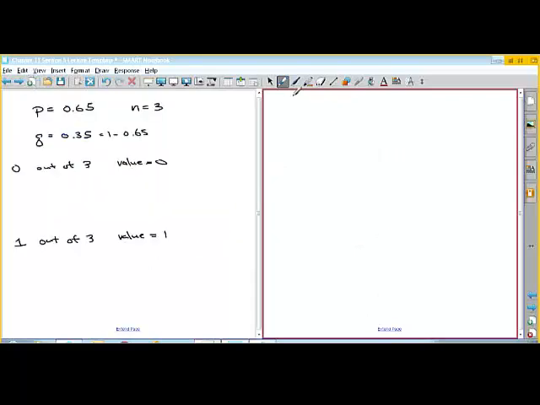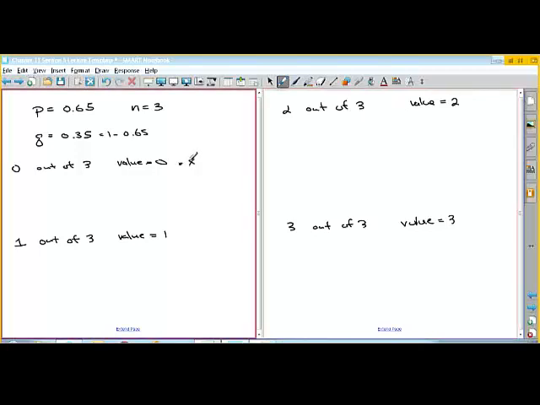Let me add another page. Then we'd have 2 out of 3. The value there is equal to 2. And the last one is he makes all 3 shots, 3 out of 3. So the value associated with that is 3 points. So this would be X.